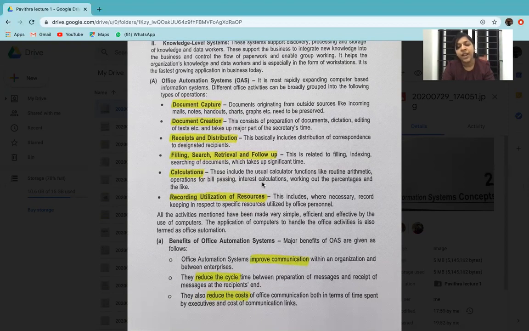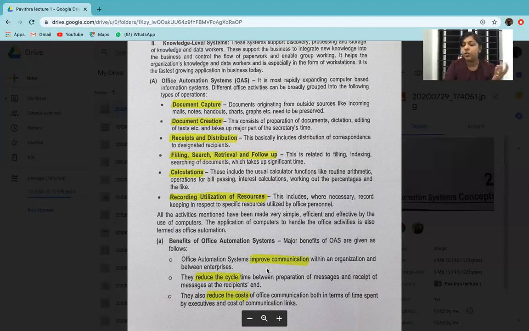What are the benefits of such an office automation system? They help improve communication. Without email, without such YouTube classes, life during lockdown would be really difficult. So it improves communication, and reduces the cycle time, so that the time gap between receiving and sending messages is reduced. So it reduces cycle time and also reduces cost.